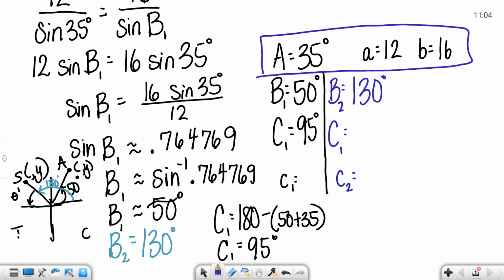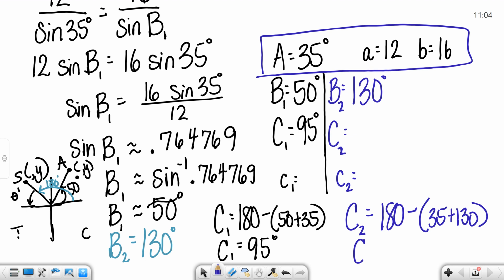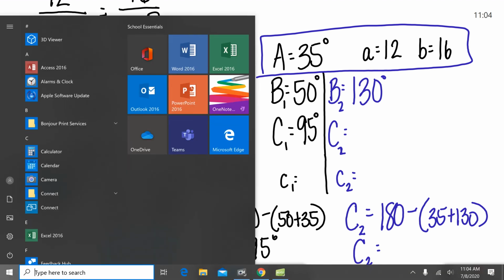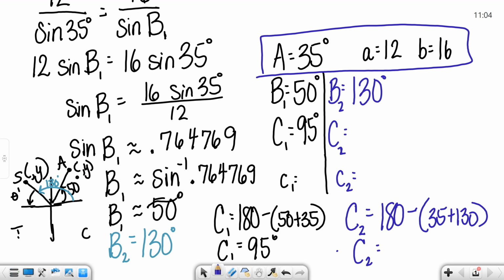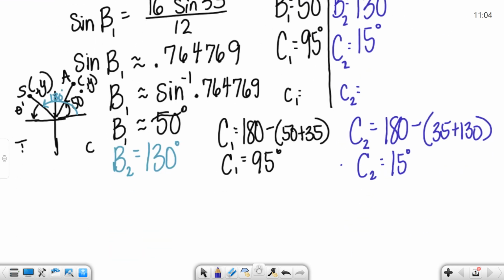So if I go back, A is 35 and B is 130, then C2, I take 180 and subtract, I add 35 and 130, so 180 minus 165. That gives us 15 degrees. All right, so I found B1 and B2, C1 and C2. Now I need to find the sides c1 and c2. Let's keep going.